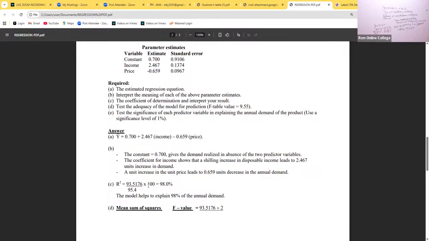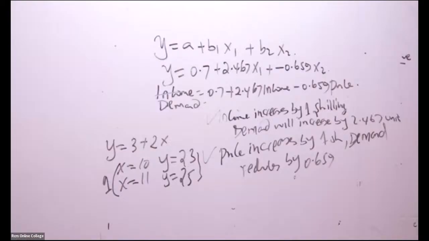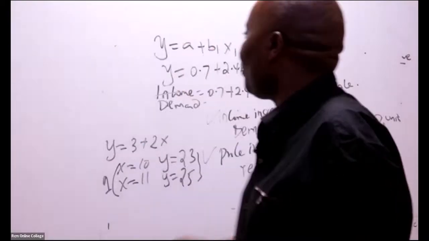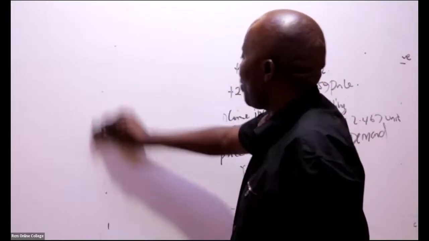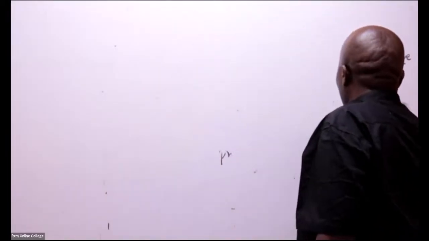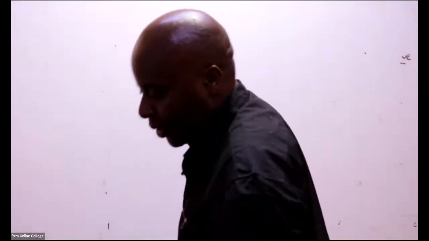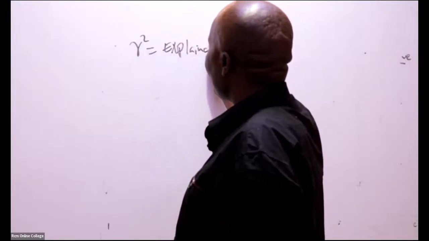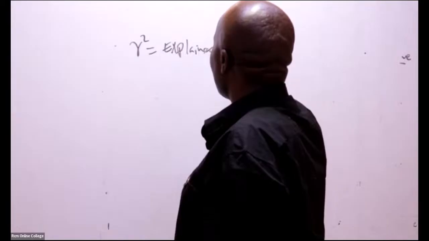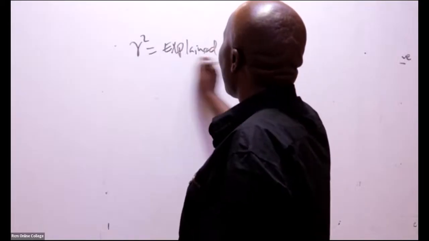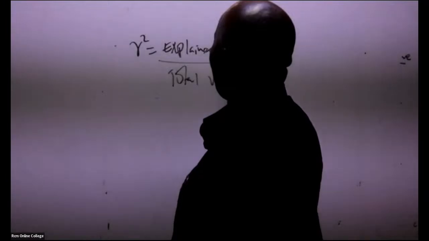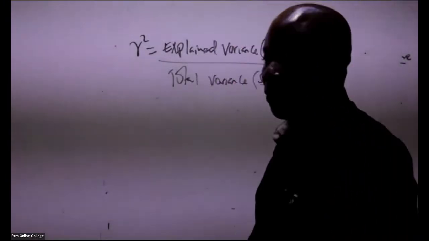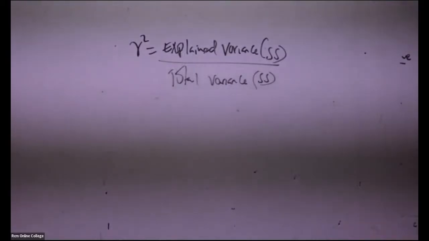So this R squared, ladies and gentlemen, what do we need to do to get it? It's really easy to get R squared. This is what we shall do: we shall take the explained variance in terms of sum of squares over the total variance, again in terms of sum of squares.